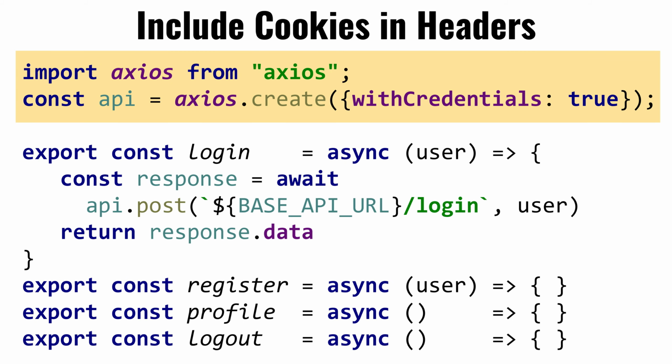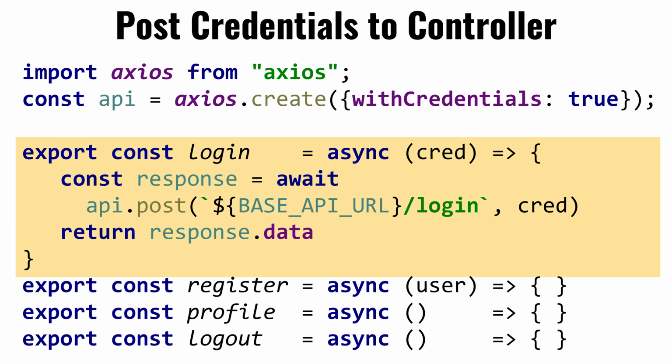The user service is responsible for communicating with the server. Axios needs to be configured to include cookies in the request headers to support credentials and sessions. The login service function posts credentials to the login HTTP endpoint to be handled by the user controller. If the login is successful, the controller will log in the user and respond with the currently logged in user embedded in the HTTP response. The login service function returns the currently logged in user embedded in the response.